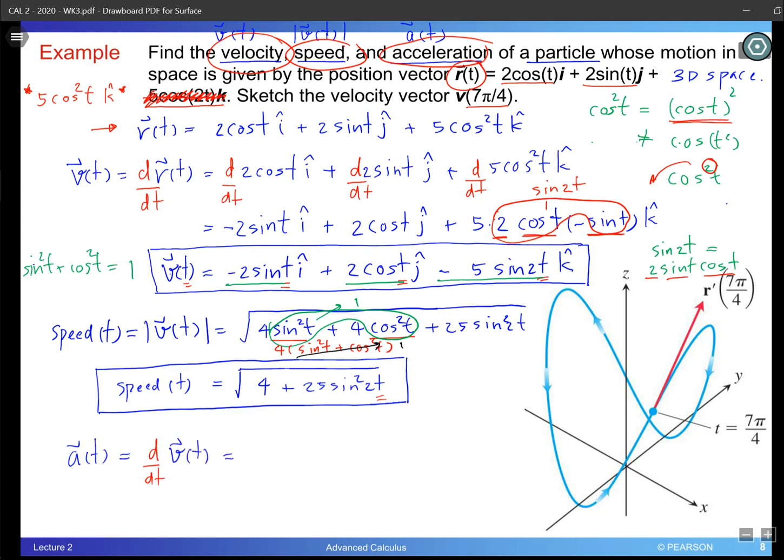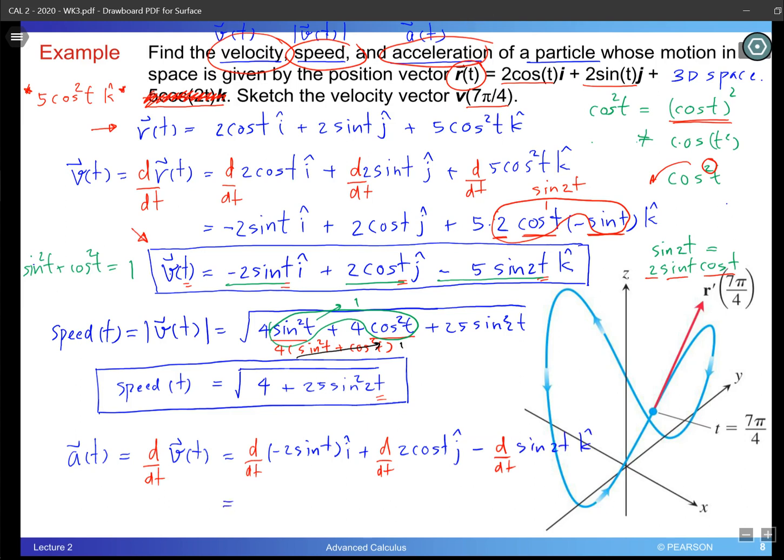So here we have this v right here. Now we are supposed to differentiate this component by component. I'm going to write it again to make it clear to you. d by dt. First component is minus 2 sine t i. Alright. Second component, I need to differentiate that, and that is 2 cosine t j, and minus, last component, d by dt of sine 2t k hat. Alright, let's do the differentiation here.